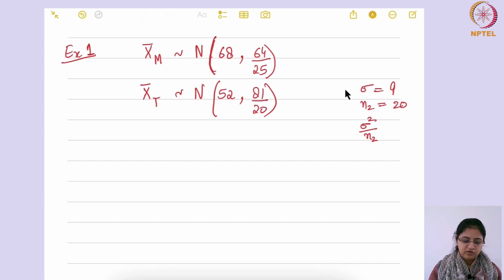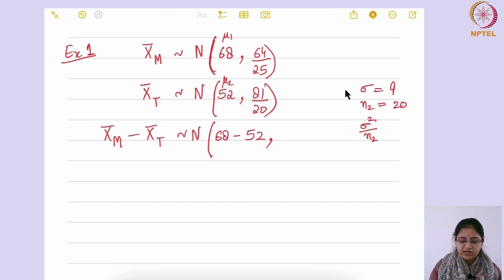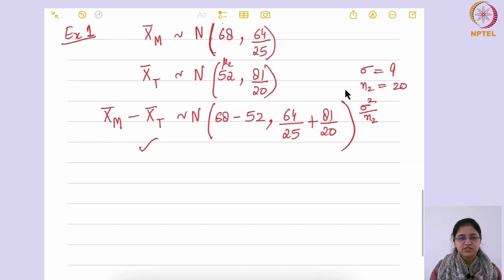Now, with this information, you can simply apply this result and say that the difference is normal with mean mu1 minus mu2, where this is mu1 and this is mu2. So this will be 68 minus 52, and variance sigma 1 square by n1 plus sigma 2 square by n2. You can solve these and you will find the sampling distribution of the difference of these sample means.